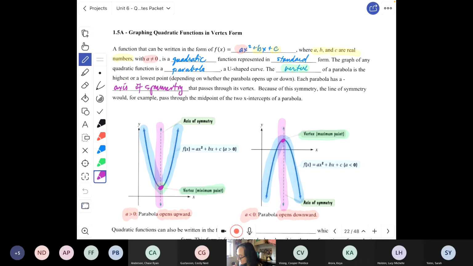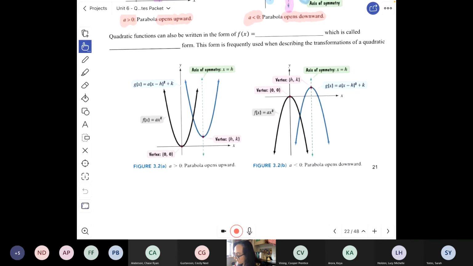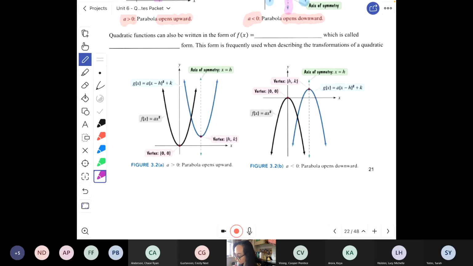So how can I write this axis of symmetry? Well, if I know the values that comprise the vertex, I can write the axis as just x equals the x value of the vertex. Now, that's great. We've talked about how to write the standard form of a quadratic equation. There is another form in which we can write a quadratic function. A quadratic function can also be represented in the form f of x equals a times x minus h, quantity squared, plus k. And this is called the vertex form of the equation.